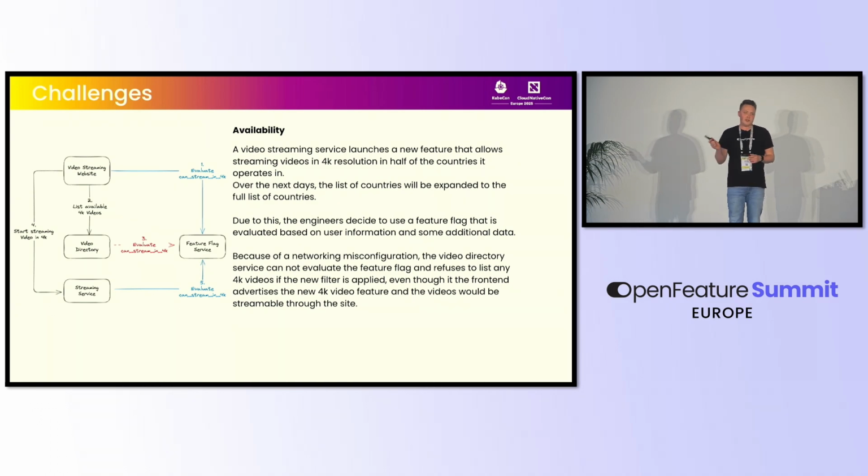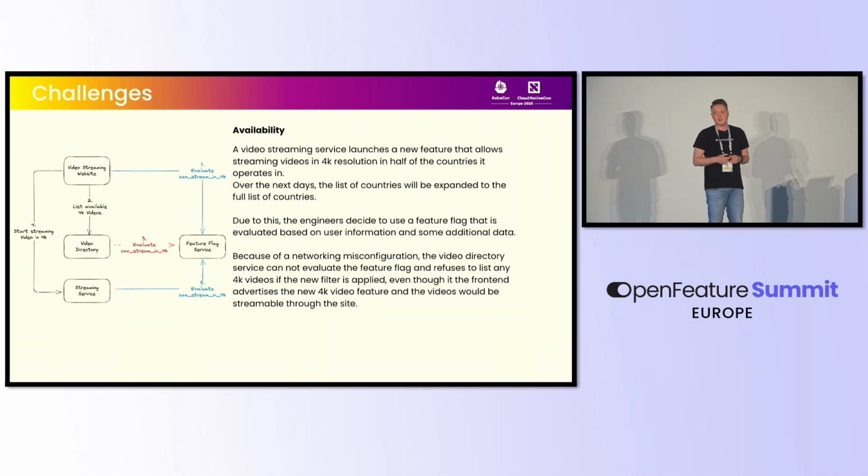Now, in this example, we assume that there is a network partition. So the video directory cannot talk to the feature flagging service, and we have to do something. We decide to not give out the 4K videos. But some users are seeing it in the front end, which might create confusion for these customers, which we want to avoid.